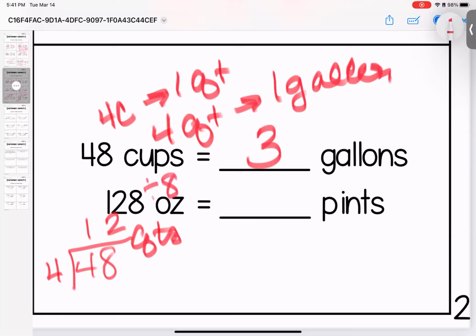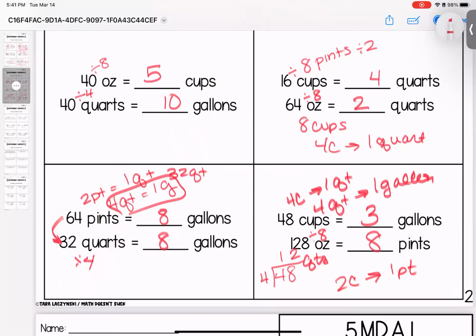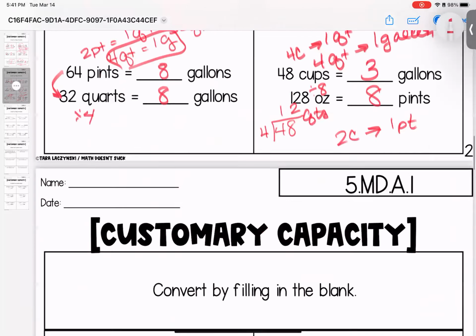And then our last one on this page, ounces to pints. Start by dividing it by 8. When we divide it by 8, it gives us our cups. And then we know that there are 2 cups in each pint. Cut it in half from your 16. We end up with 8 pints. Any questions on these, kiddos? Bring them with you to class.